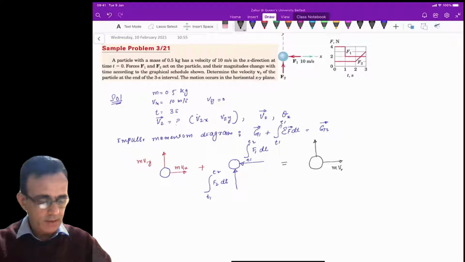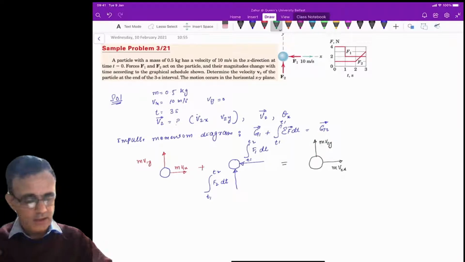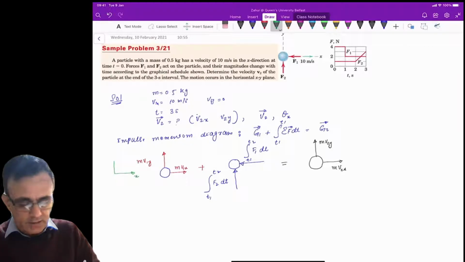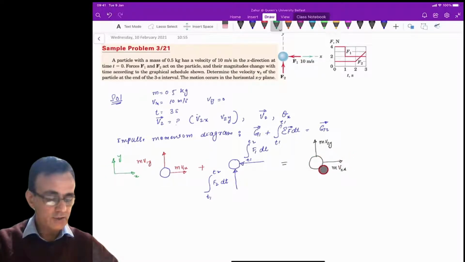So mv2x and mv2y. Now, because we don't know the final velocity, we are assuming that the final velocity is positive, as you can see here. So the final velocity in the x direction is positive, and the final velocity in the y direction is positive. And if you draw the x and y coordinate system, it will be easier to understand everything. So here we are assuming that the x direction is in this direction here, and the final momentum in the x direction is positive, and the final momentum in the y direction is positive. This is our assumption because we don't know the velocity here.